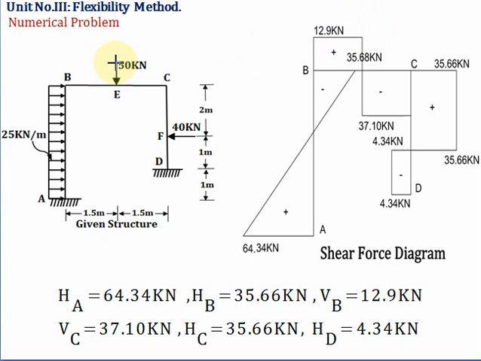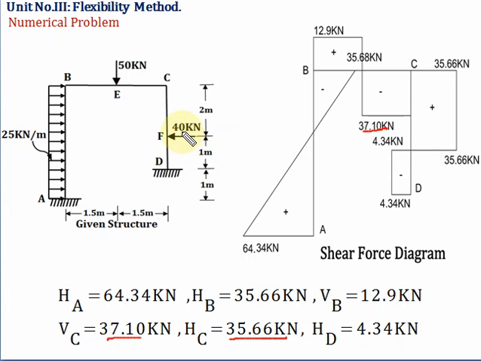Here there is a point load of 50 kilonewton acting downward. So 12.9 minus 50. So we'll get what value? 37.10. In this portion no load, again 37.10. And at C, what is the reaction? It is 37.10. Now the horizontal reaction at C is what? 35.66. It is plus, which means it is towards right. Now in portion CF there is no load, so the value will be the same. You have to join by a horizontal line at 35.66.